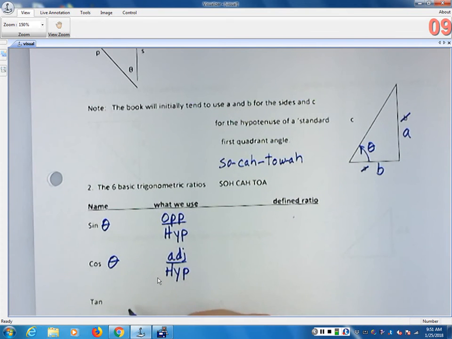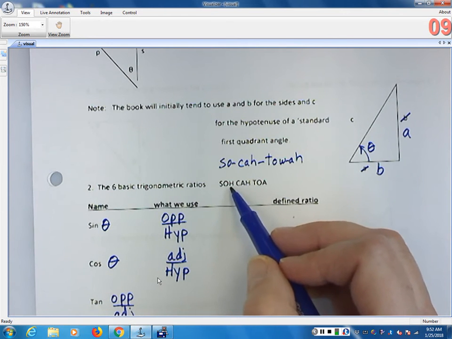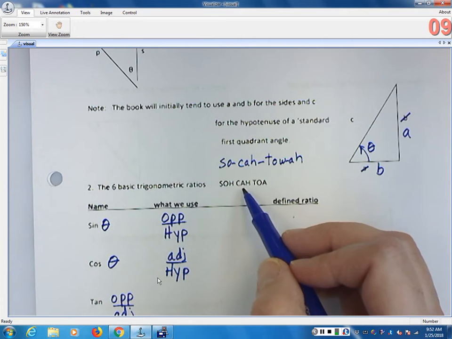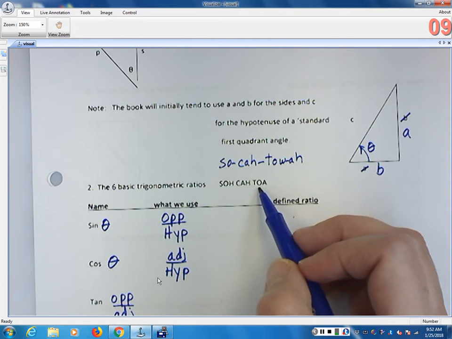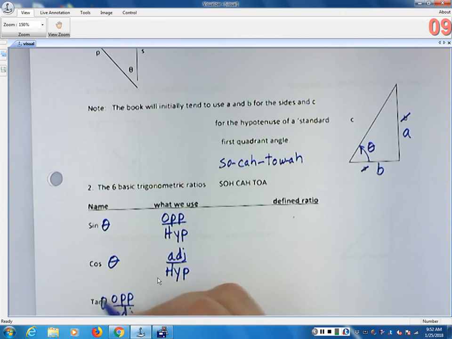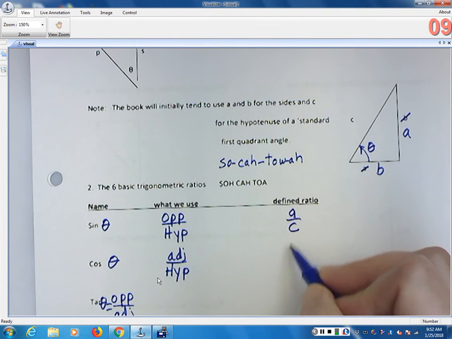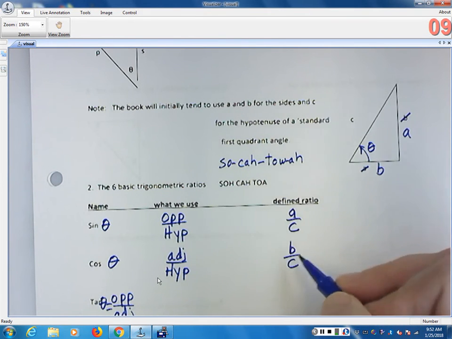And tangent is opposite over adjacent. So sine is opposite over hypotenuse, cosine is adjacent over hypotenuse, tangent is opposite over adjacent. Sorry, so this is A over C, B over C, A over B.